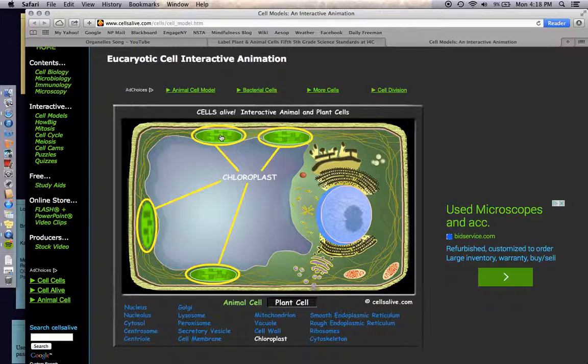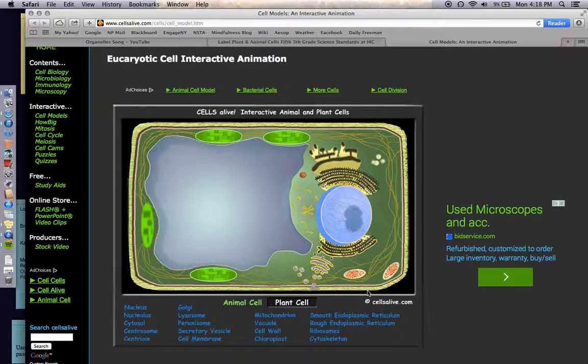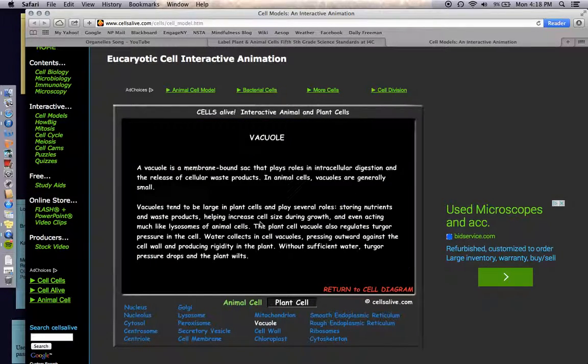Now, inside the chloroplast, if you look, there are different structures. They have the thylakoid, the stroma, and the granum. The thylakoids appear in stacks called the grana, which is plural for granum. They have, as you can see, a double membrane, and the stroma is the area that surrounds it. Now we'll go to the vacuole.